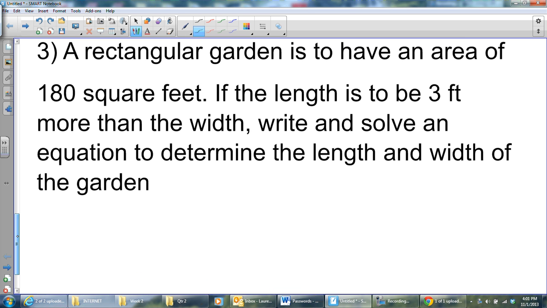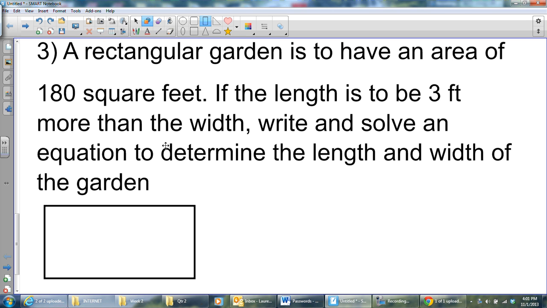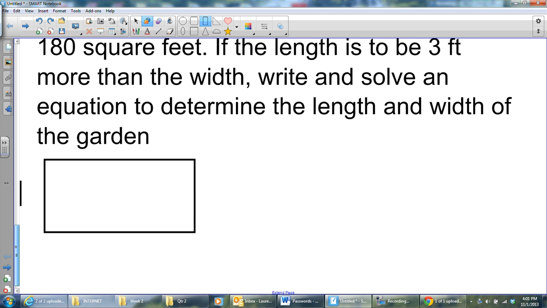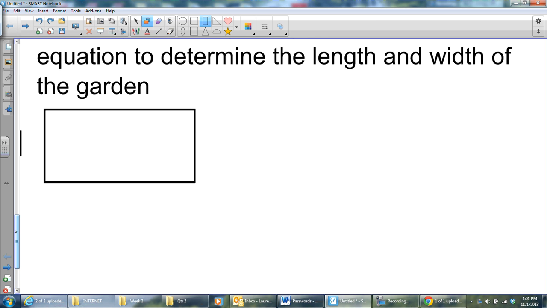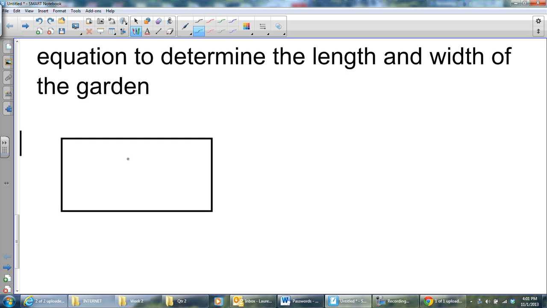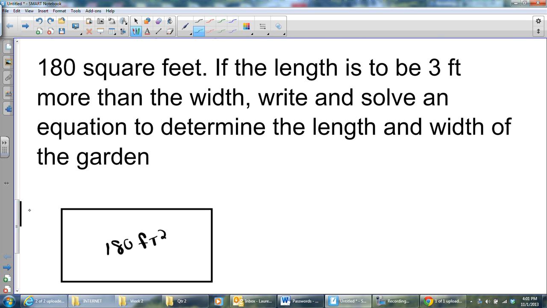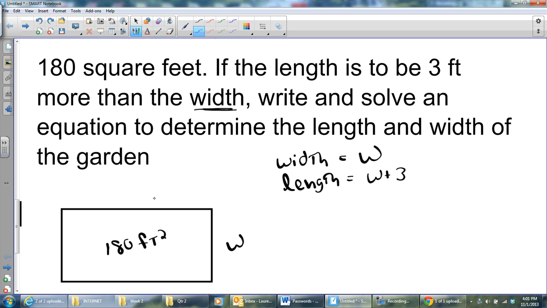Okay, this time we have a rectangular garden, and it's to have an area of 180 square feet. Well, first of all, I am going to draw my rectangular garden. And I know that the base times the height, or the length times the width, will have to be 180 square feet. Okay, that's all I know so far. So I'm going to write 180 feet squared. Okay, now the length is to be 3 feet more than the width. So what's the width? Well, I'm going to let the width equal W. The length has to be more than the width. How much more? 3 feet. So that'll be W plus 3. So I know that this is W, and I know that's W plus 3.